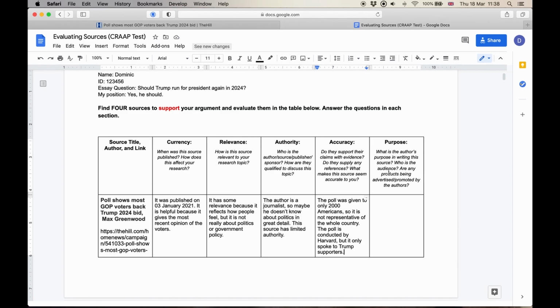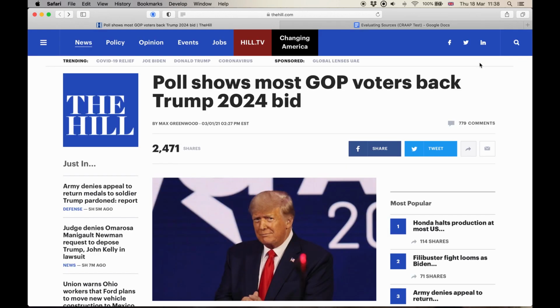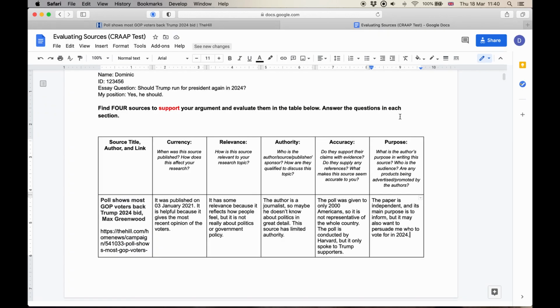Finally, purpose. Why is this person writing? Who is he writing to? Are you trying to sell me something? Is someone sponsoring you? So for this paper, The Hill, it's an independent newspaper. It's not paid for by the government. It's not paid for by big companies. So for purpose, I've written that the paper is independent and its main purpose is to inform, but it may also want to change my mind about who I vote for in 2024.